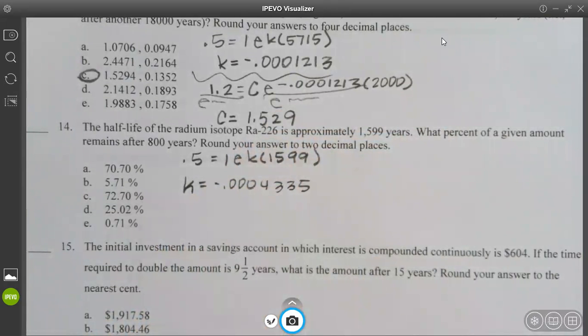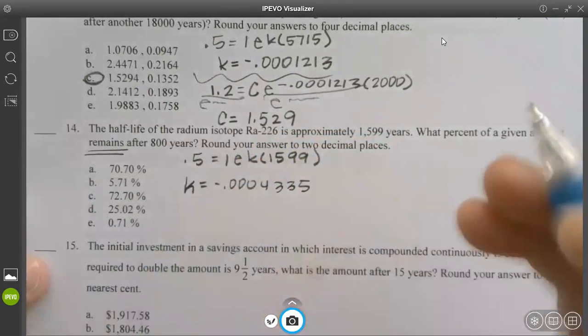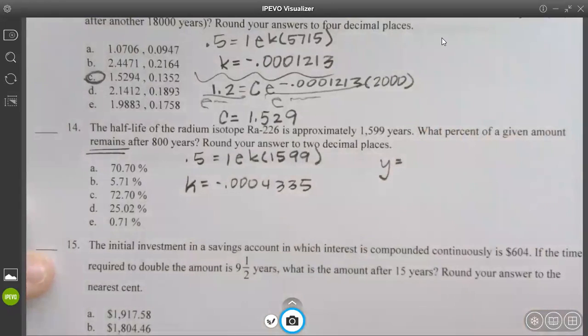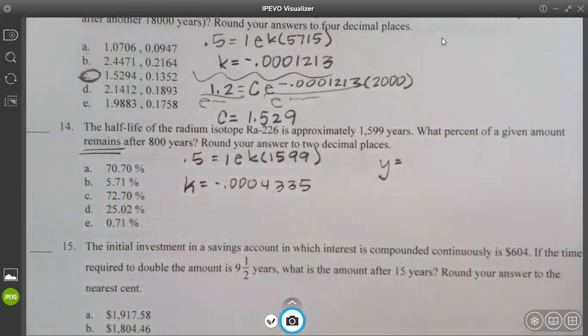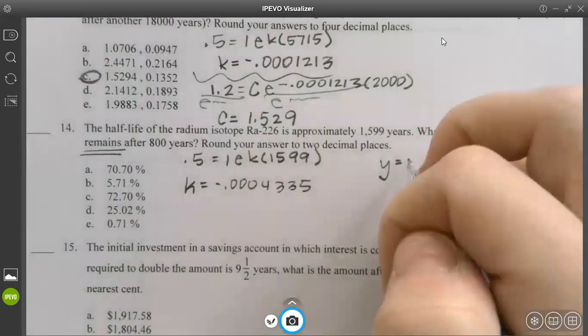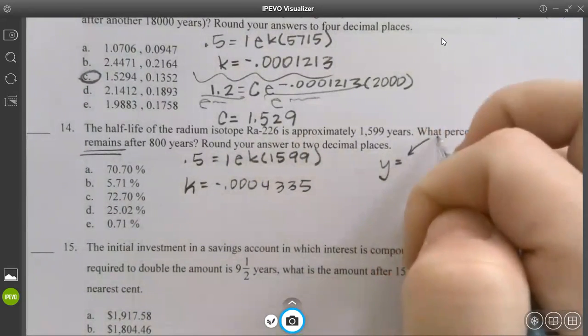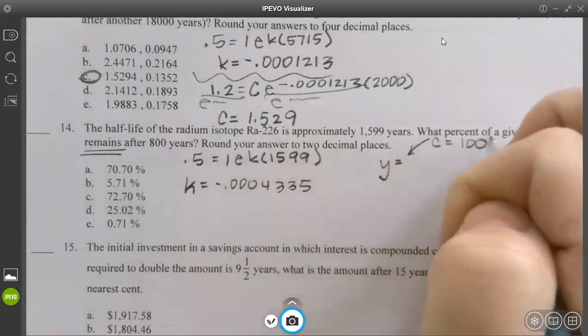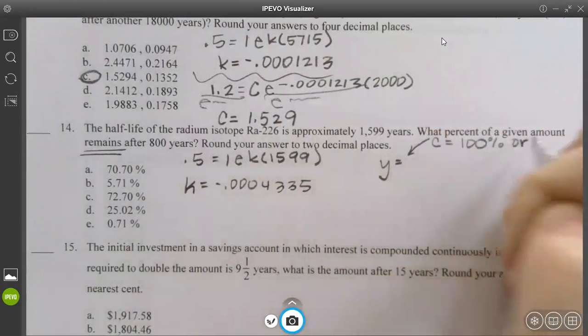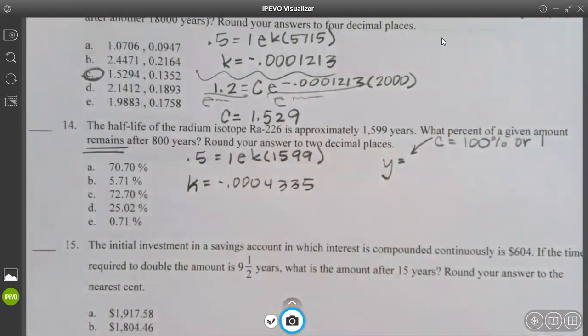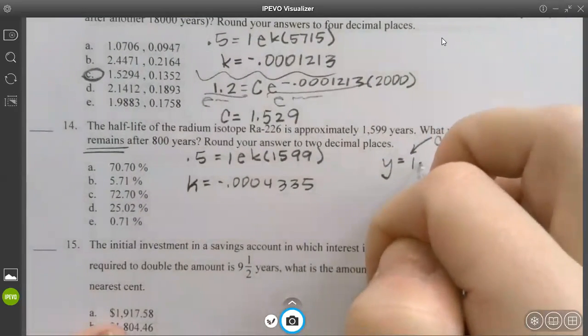It says what percent of a given amount remains. If it asks for remains, we're looking for Y. And it says after 800 years. So what do we do? Since it asked for percent, this C right here is going to be 100%, or as a decimal, it's going to be 1. Everybody understand that? So 100% or 1.